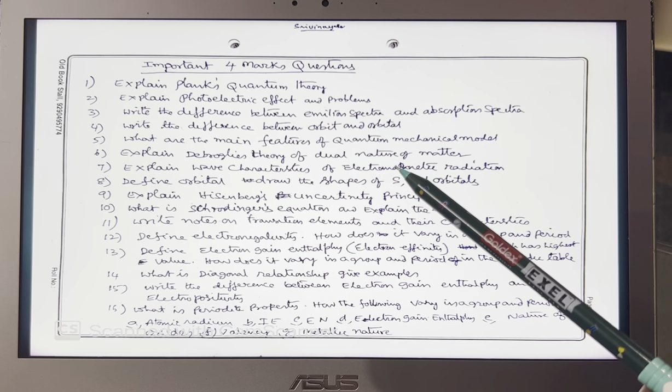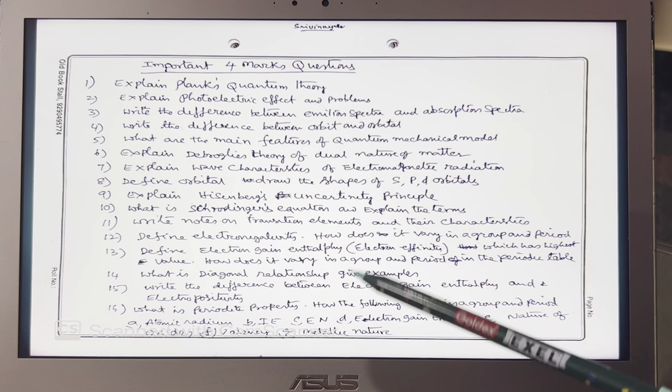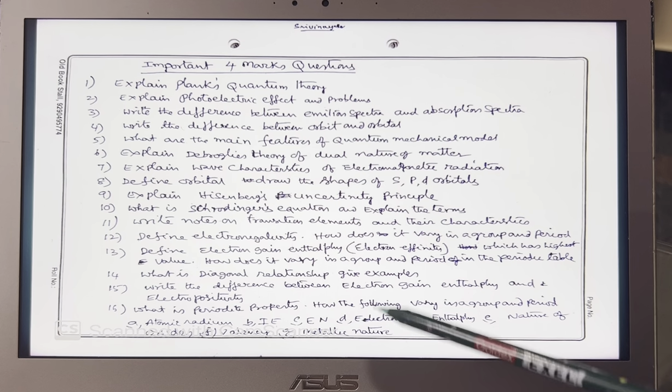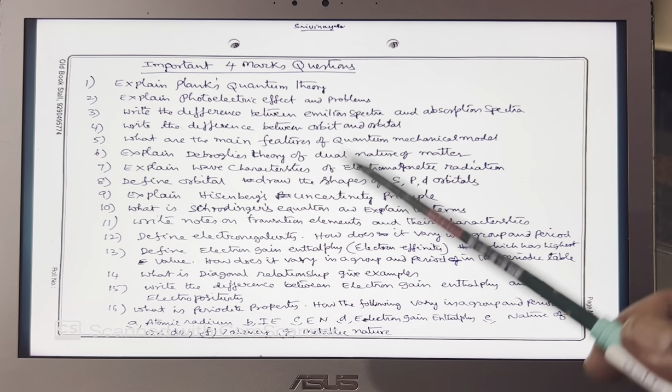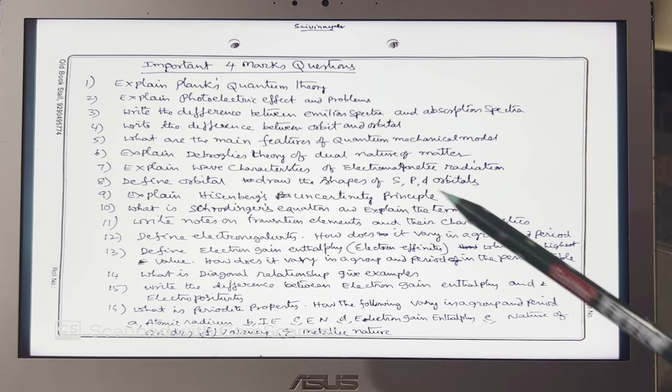Sometimes it may be in 4 marks question. The remaining 3, that is periodic table, chemical bonding and organic chemistry, 3 questions may be given. So, that is the reason I have given all the 4 marks questions.